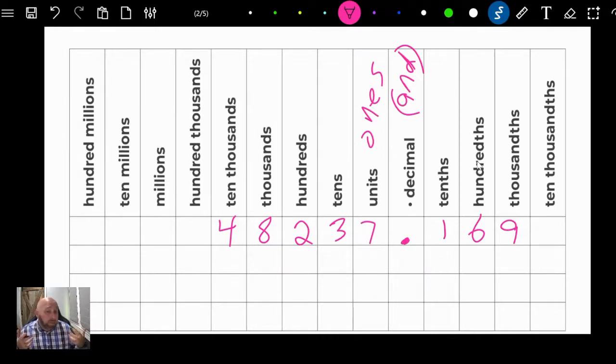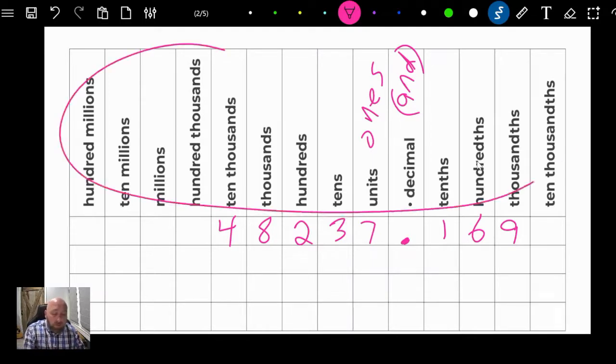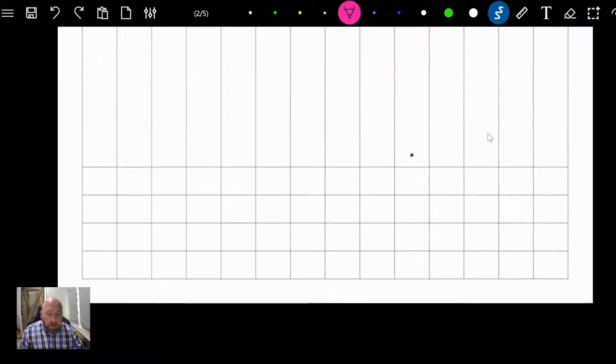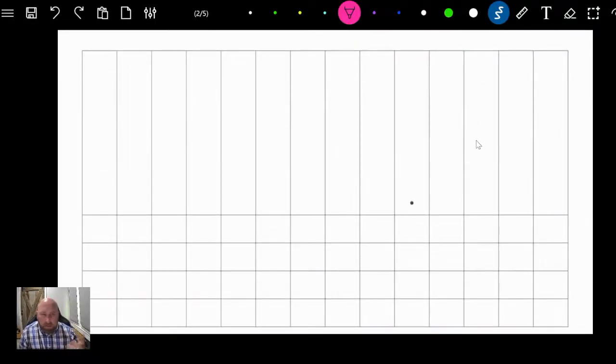Now, what I would do if I was you is I would practice this. I would write down a bunch of random numbers, maybe put a decimal point in there, and then practice it. You can use this chart right here to practice with. I kind of got a blank one there. I can write a number in there, and then I'll let you practice saying it.